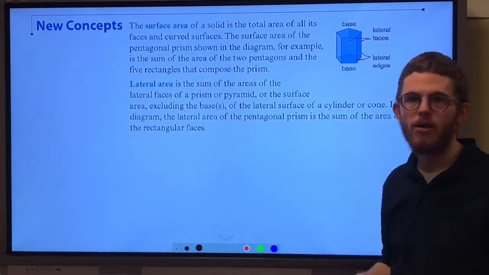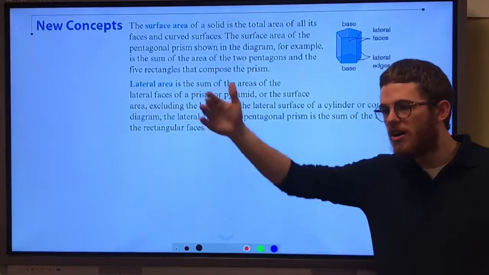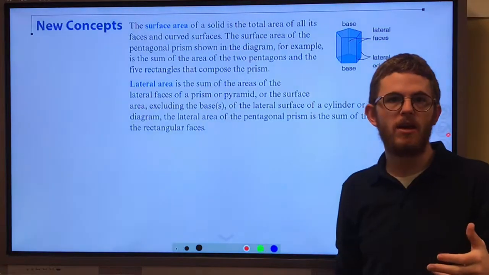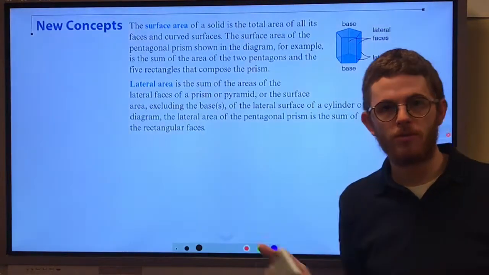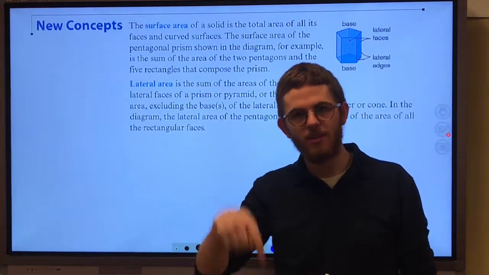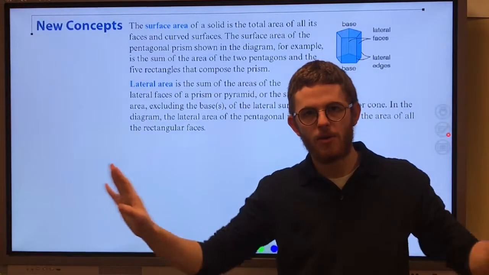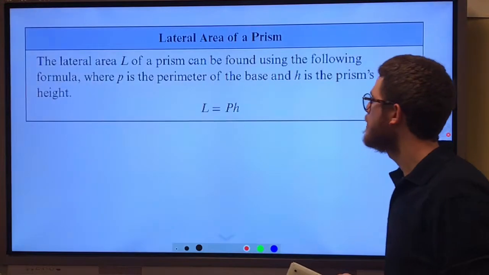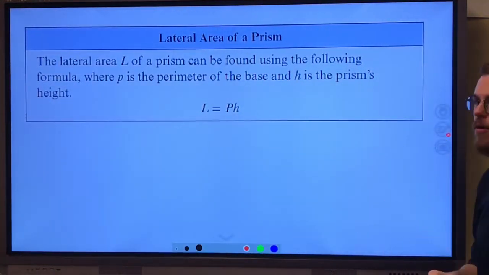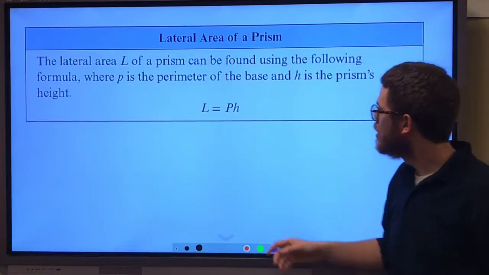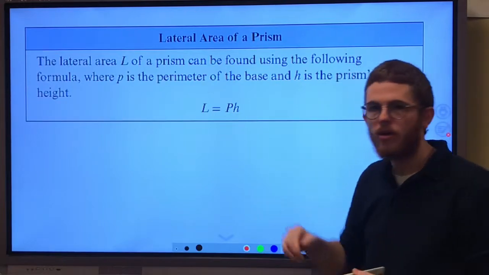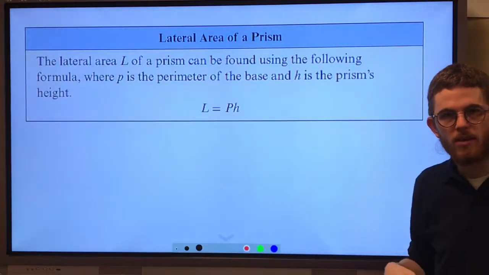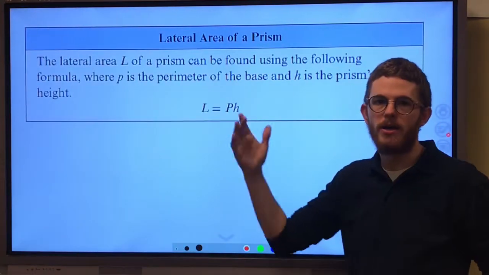You also have lateral area. Lateral area is just the area of the lateral faces. It's like if you needed to paint a room, you're painting the walls of a room, you wouldn't need to paint the ceiling or the floor. That's the lateral face. To find the lateral area of a prism, you take the perimeter of the base, capital P standing for the perimeter of the base, and multiply it by the height.